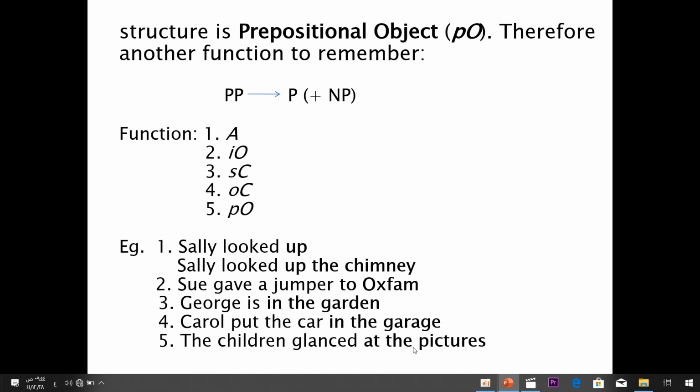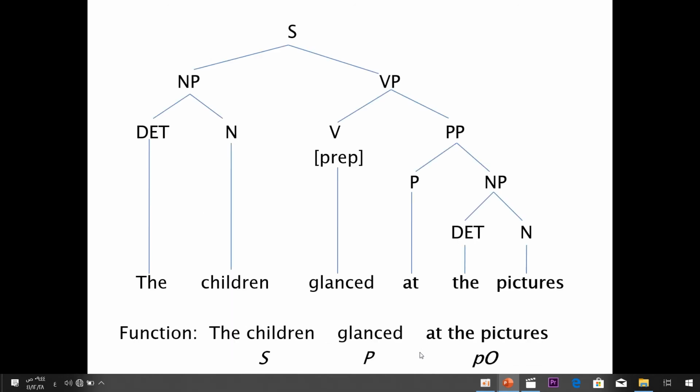Okay, we have this tree diagram. As you see, we have the noun phrase. We have the verb phrase. The verb is glanced. Remember, that is a prepositional verb. And then we have the preposition at. And then we have the noun phrase, as you see, determiner and noun. So the sentence is well represented in this tree diagram.